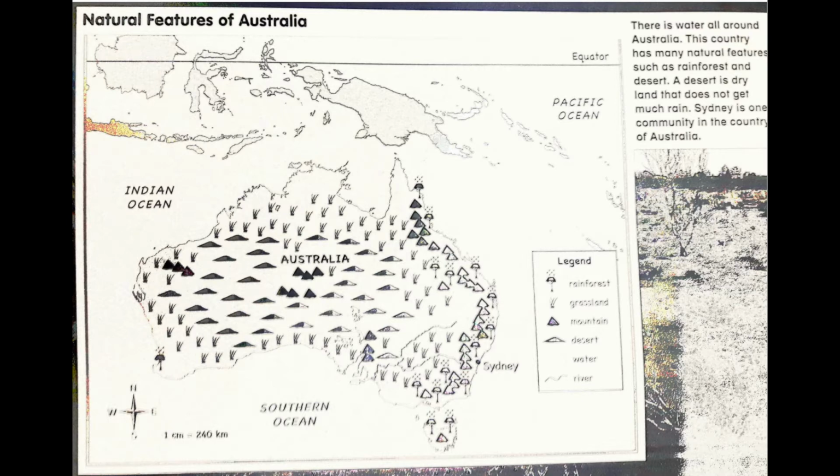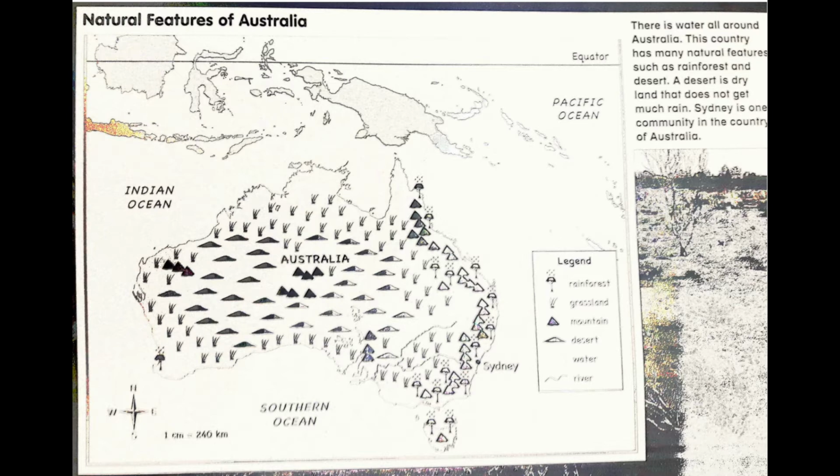At the top it says, there is water all around Australia. This country has many natural features such as rainforest and desert. A desert is a dry land that does not get much rain. Sydney is one community in the country of Australia.